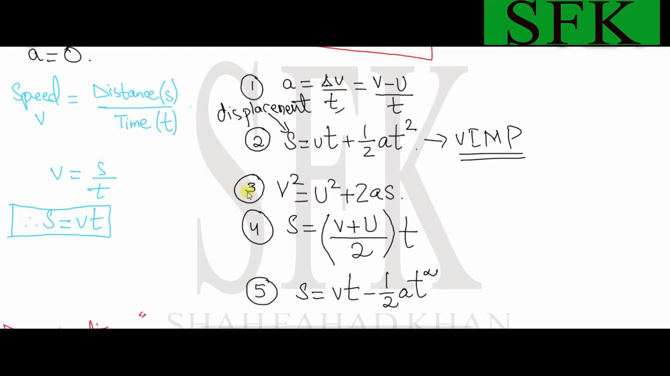Now let's look at the third equation. In the third equation, v squared equals u squared plus 2as. This is also a very important formula and has been frequently tested in the past year papers. v is the final velocity, u is the initial velocity, a and s are acceleration and displacement. This formula cannot be used to calculate the time because time t is missing.